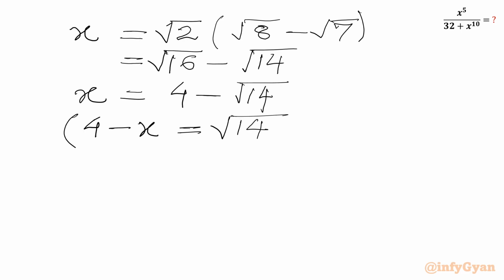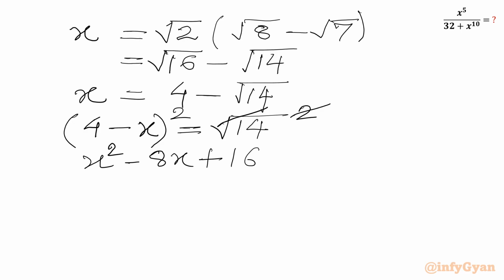Now I will consider squaring both sides. So square root and square will be over. Now in LHS we can apply the a minus b whole square identity. So we can write here x square minus 8x plus 16 equal to 14. Or I can write x square minus 8x plus 16 minus 14, so plus 2 equal to 0.